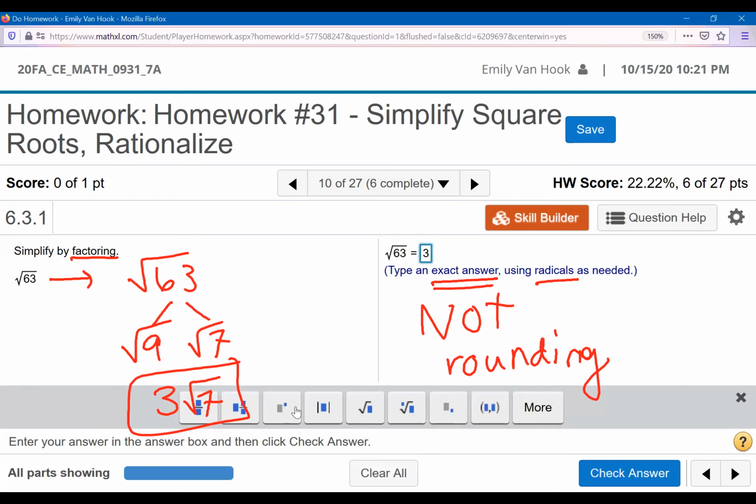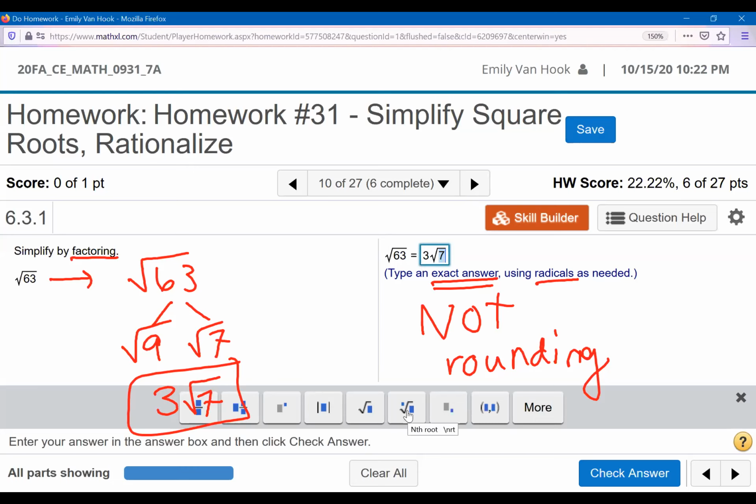And then kind of right in the middle of the toolbar here, let's see, 1, 2, 3, 4, the 5th button from the left is this square root button. So that's what I'm going to click on next. And it just puts a square root in there, and then I'll just type 7 underneath it. So the square root of 63 is 3 square root of 7.